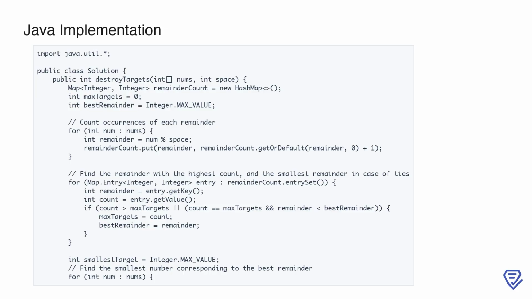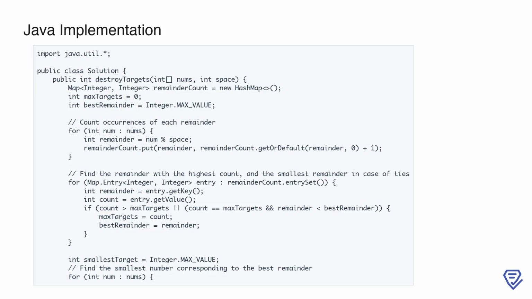To do this, we first create a hash map called remainderCount, which will store the frequency of each remainder. We also initialize two variables, maxTargets to keep track of the highest frequency of any remainder, and bestRemainder, set to Integer.MAX_VALUE, to store the smallest remainder in case of ties.